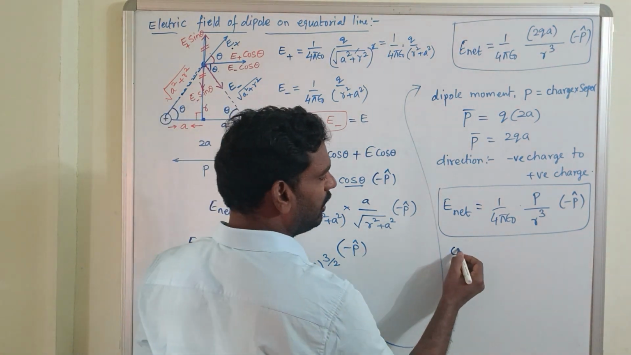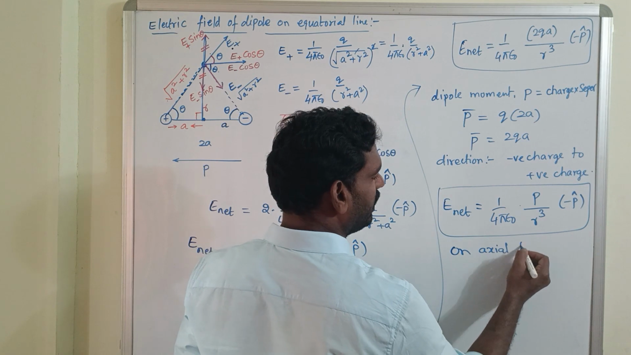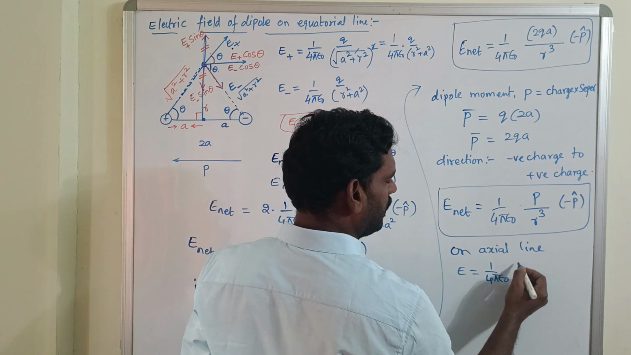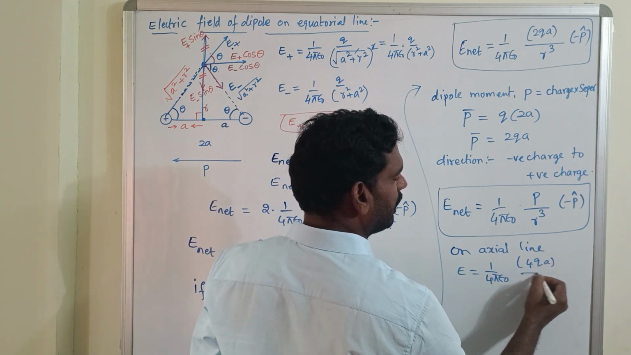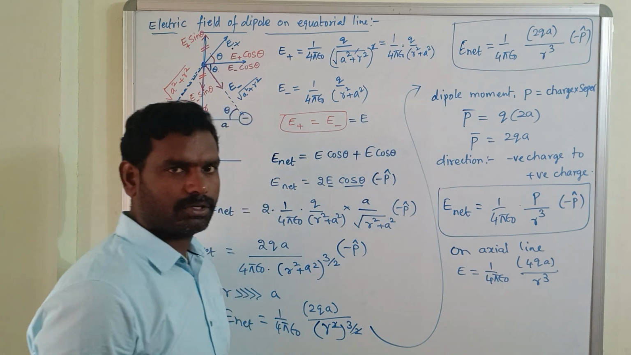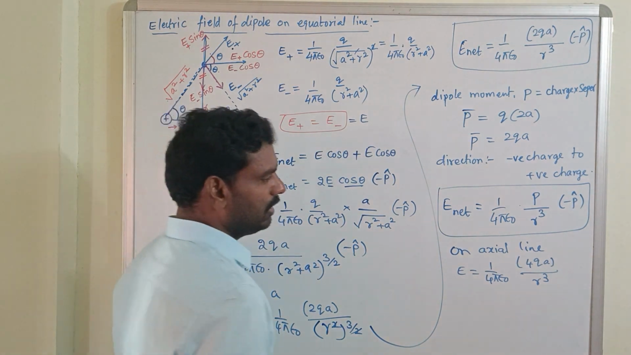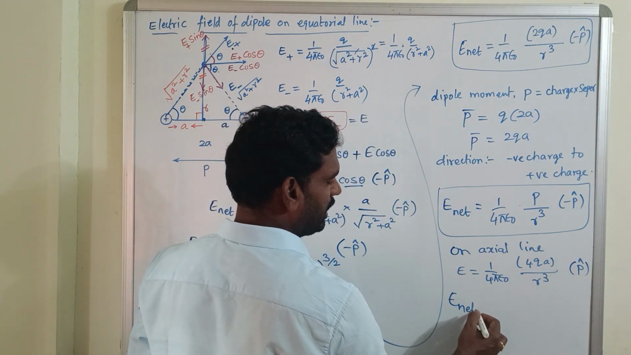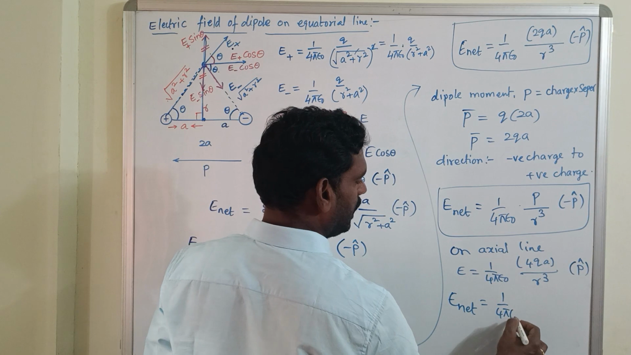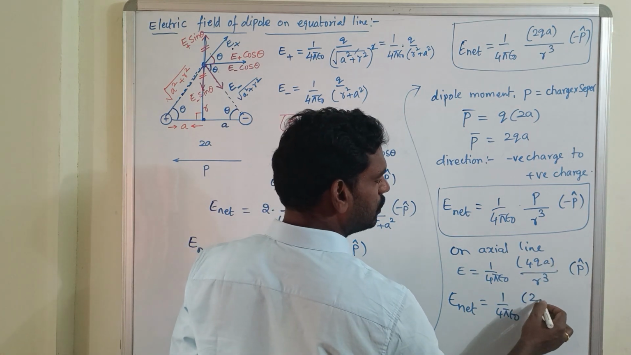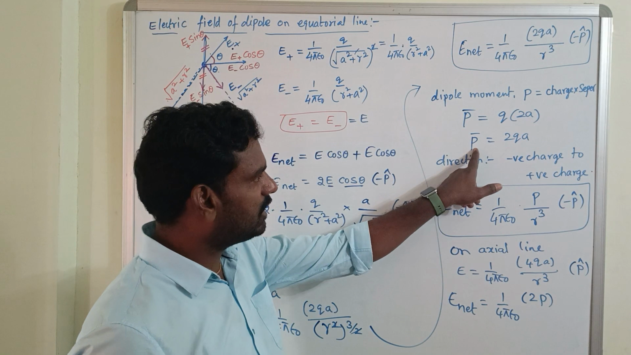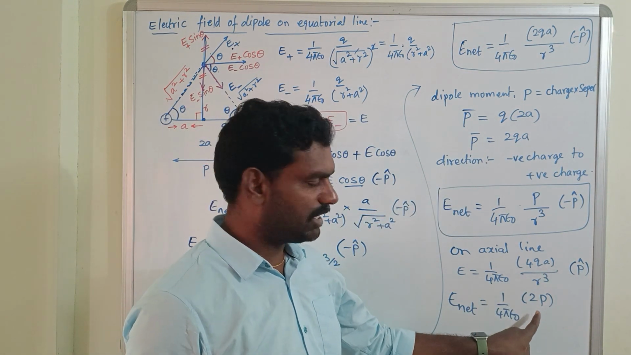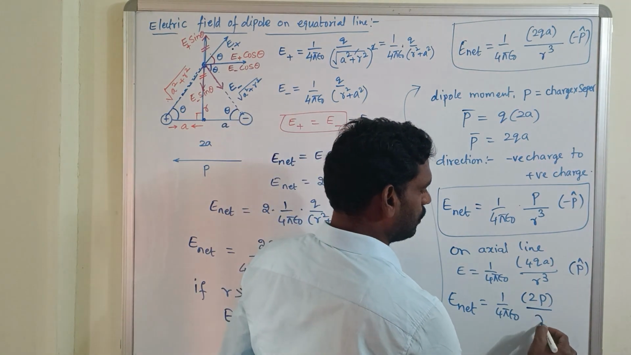Next, on the axial line. Electric field due to dipole on the axial line is equal to 1 by 4 pi epsilon naught into 4qa by r cube into p cap. This indicates the direction. So the net electric field can be written as 1 by 4 pi epsilon naught into 4qa, and since p is nothing but 2qa, 2 into 2qa is nothing but 2p, so 2p by r cube.